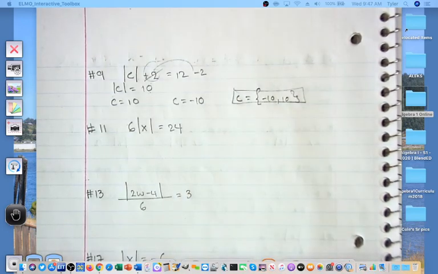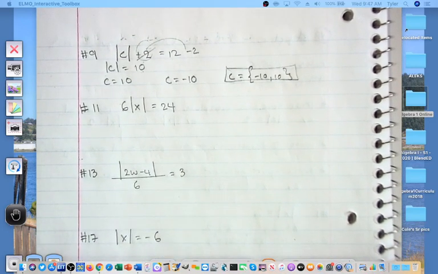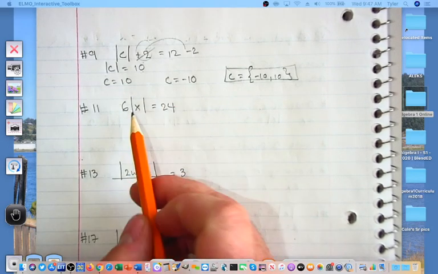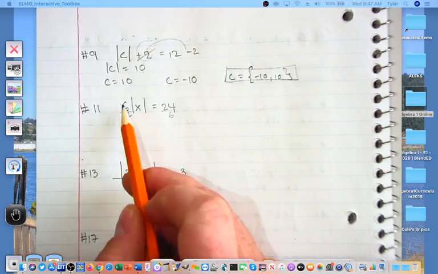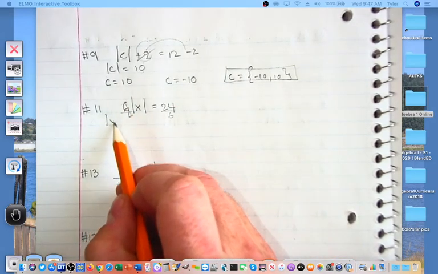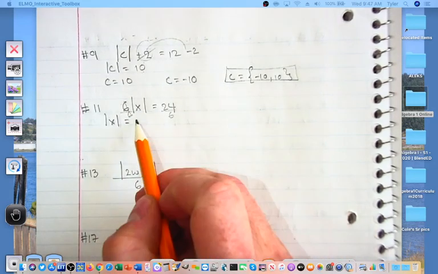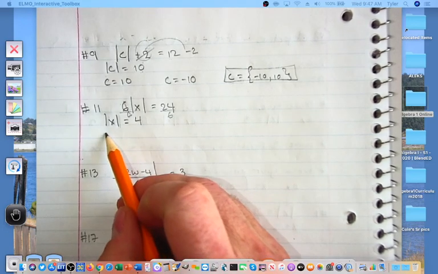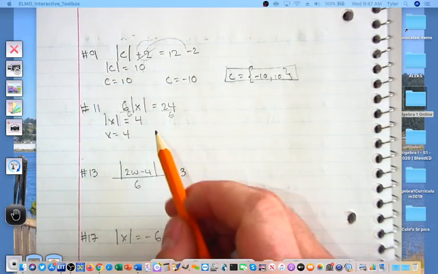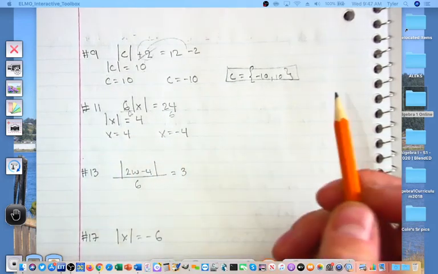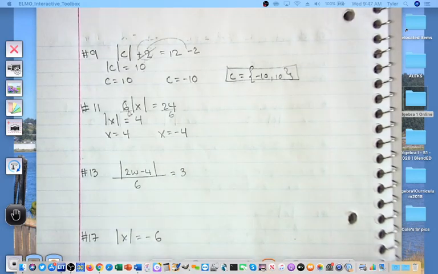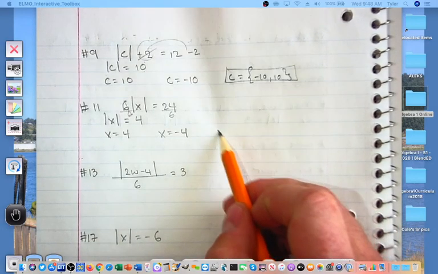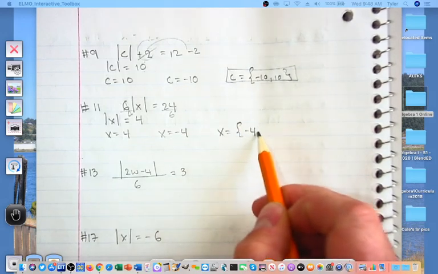We have another example in 11 where we need to first isolate the absolute value. This time 6 is being multiplied by the absolute value of x. So what I'll do to isolate it is divide both sides by 6. This gives me the absolute value of x is equal to 4. And now that it's isolated, again I can write my 2 equations out. X is equal to 4, and now my negative one, x is equal to a negative 4. Nothing else needs to be done to solve these. I can write my 2 answers as a solution set. X is equal to negative 4 and 4.